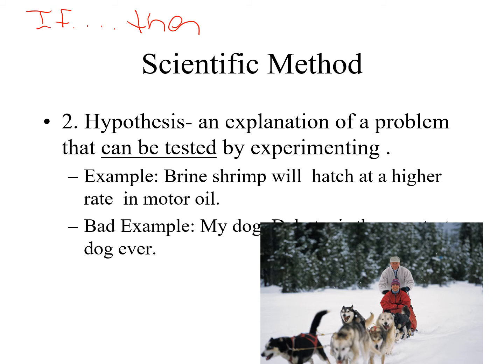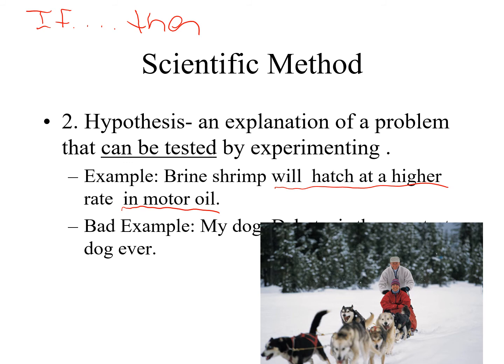It can be something like this. Brine shrimp will hatch at a higher rate in motor oil. Well, what's my experiment? I'm going to put brine shrimp in motor oil. So that's my if part. My then part is I'm going to expect them to hatch at a higher rate. So it doesn't have to say if or then, but you have to have two parts to a hypothesis.